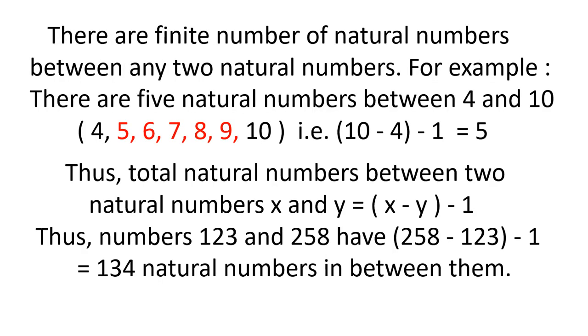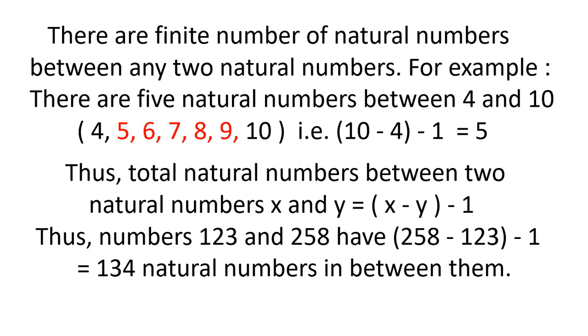There are finite number of natural numbers between any two natural numbers. This means to say that between any two natural numbers, there are countable natural numbers lying between them. For example, there are 5 natural numbers between 4 and 10, and they have been highlighted in red color. The number of natural numbers lying between two numbers can also be obtained by taking the difference of two numbers and subtracting 1 from it.